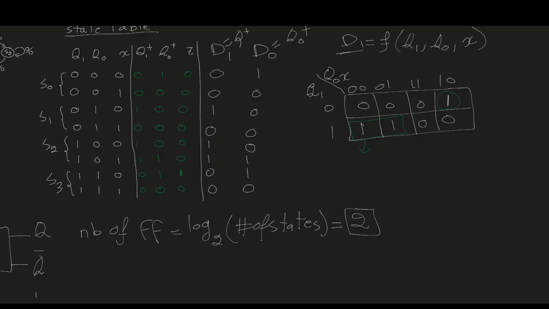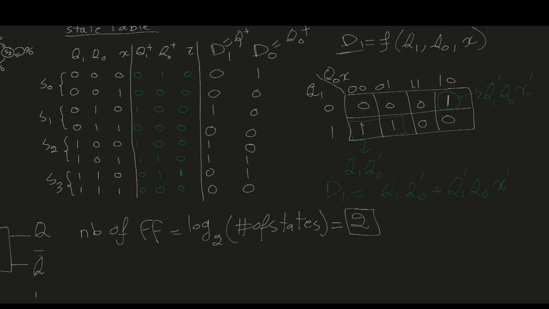From this group, we get Q1, Q0 prime. We discussed K-maps in previous videos, so you can refer back to them if you're struggling with this K-map. For the other one, we have Q1 prime, Q0, and X prime. So now we can write the Boolean function for D1. D1 will be equal to Q1 Q0 prime, plus Q1 prime Q0 X prime.